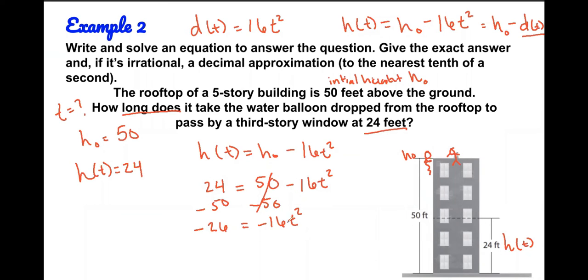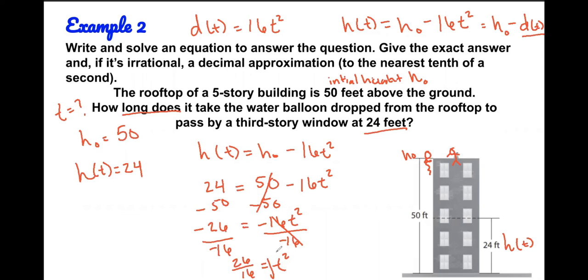I have one more step before I do the square root. So I'm going to go ahead and divide by negative 16. T squared then equals, I'm going to leave it on the left side. Negative 24, negative is positive. So this gives me positive 26 over 16 equals t squared.